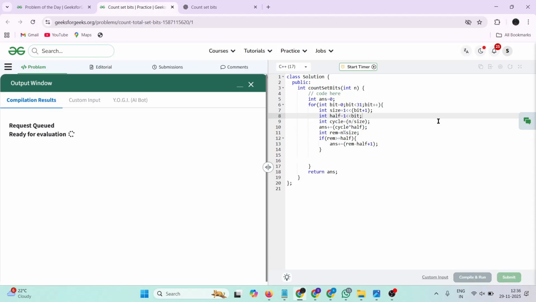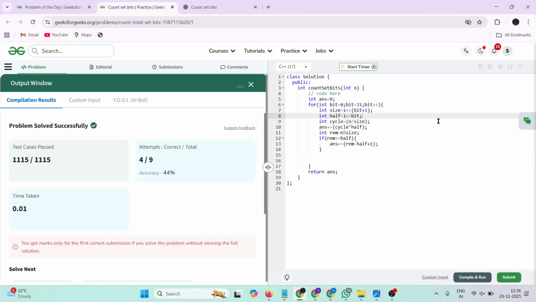If we submit. Okay, now if we talk about the complexity, we went from 0 to 31, that means 32 iterations, and otherwise we have done nothing. So the complexity is big O of 32.